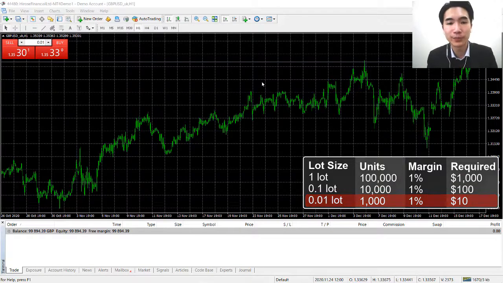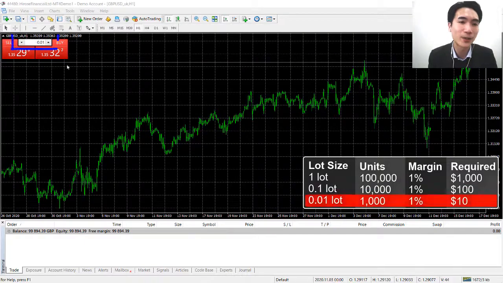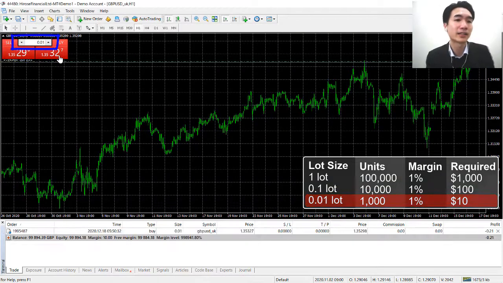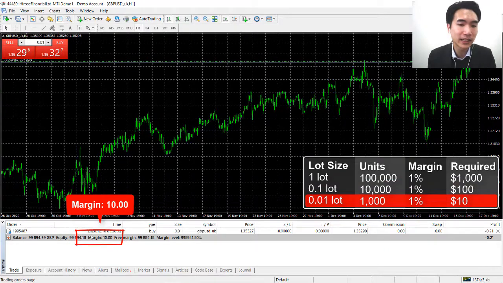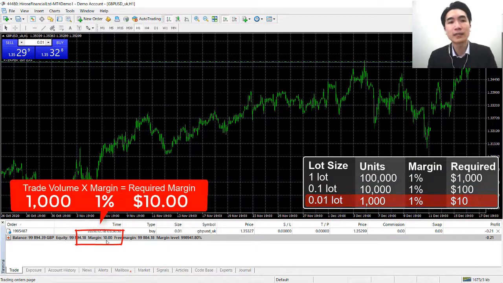It's pretty easy. In the MT4 platform, we put in 0.01 lot, buy the currency, and at the bottom in the trade details we can see that the margin is $10. How do we come up with this $10? As I mentioned, one micro lot is $1,000. If we multiply by the margin, which is 1%, we get $10, and that's the actual amount we invest to manage that $1,000.